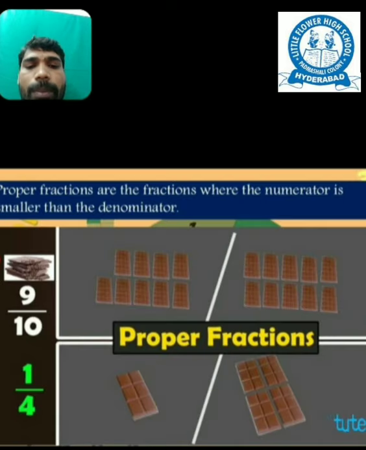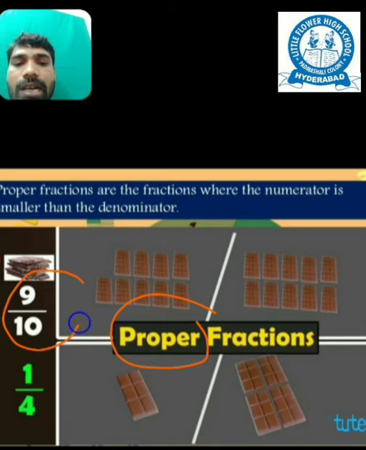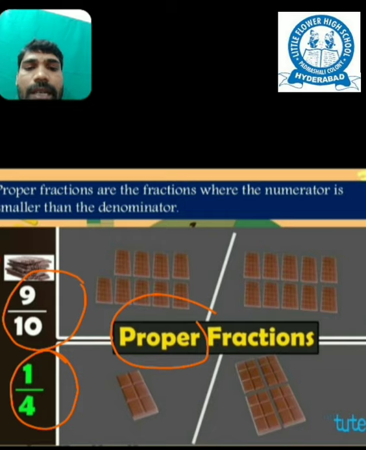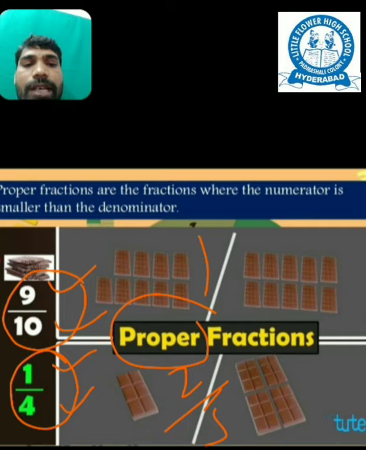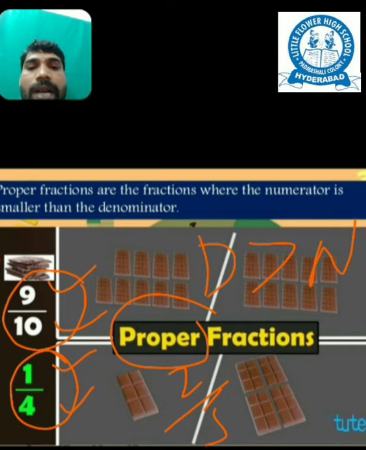Next we have proper fractions. In a proper fraction, the denominator is greater than the numerator, like 9 by 10, 1 by 4, or 2 by 5. Then we can say they are proper fractions, where the numerator is smaller than the denominator. Either you can say the denominator is greater than the numerator, or the numerator is smaller than the denominator. This is a proper fraction.